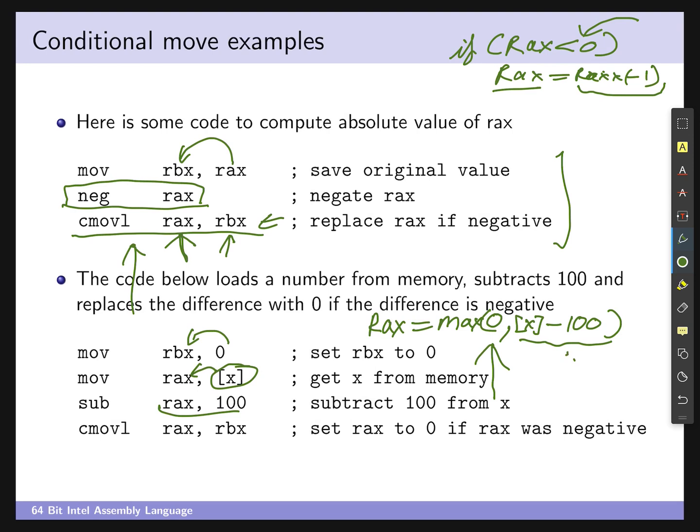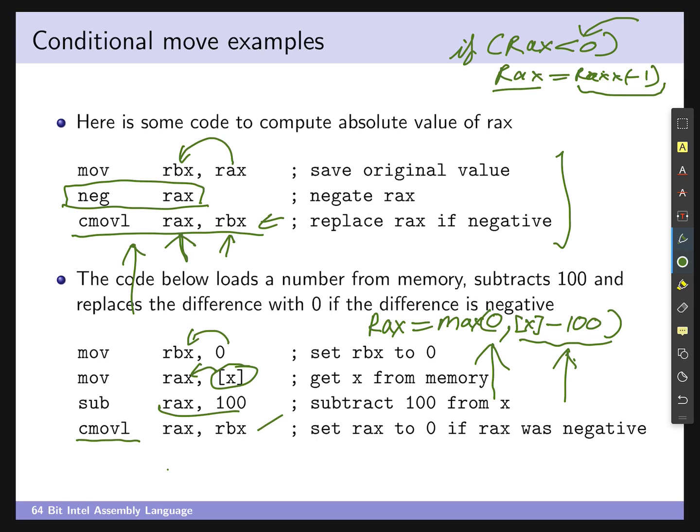Or are we going to actually use the subtracted version? So in this case, what will happen is we want to perform a conditional move. If x minus 100 resulted in a value that was negative, it will mean that this conditional move occurs. If x minus 100 was not negative, this conditional move will not execute.